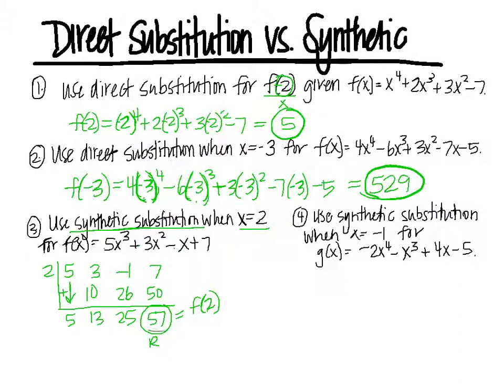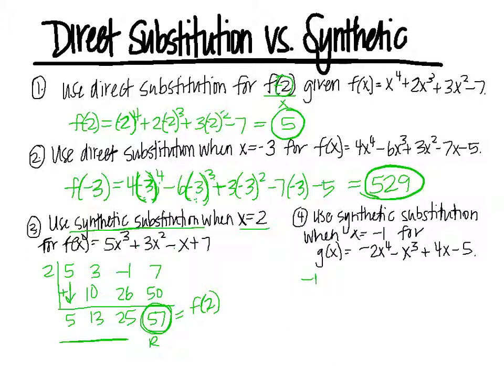Now, since you found that this was 57, what we are trying to say to you is it's easier to do synthetic substitution where you don't have to deal with exponents than do the direct substitution where you have to know what negative 3 to the 4th is or negative 3 cubed is and then be able to multiply that number by 6. By using synthetic substitution, you don't have to deal with exponents. So let's try one more.